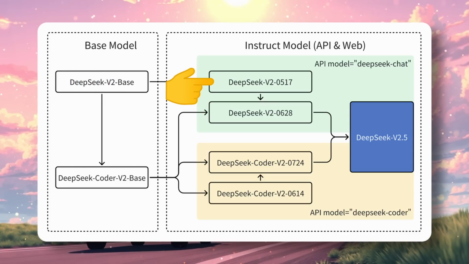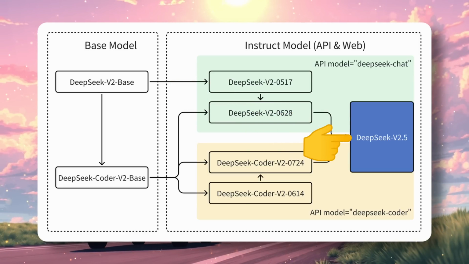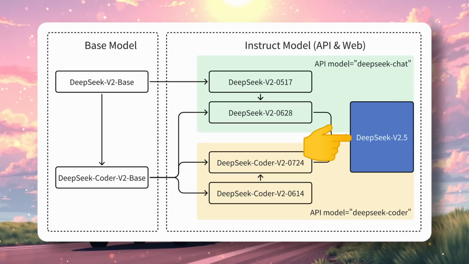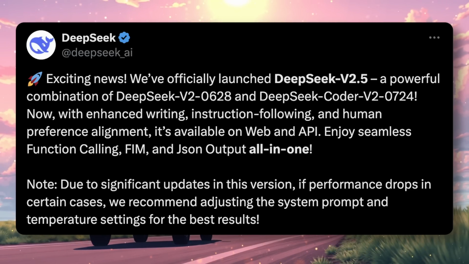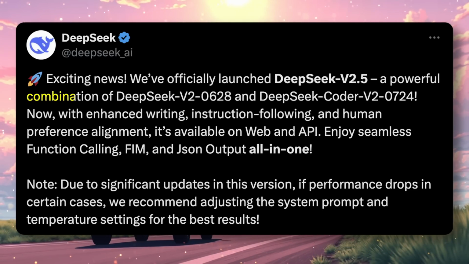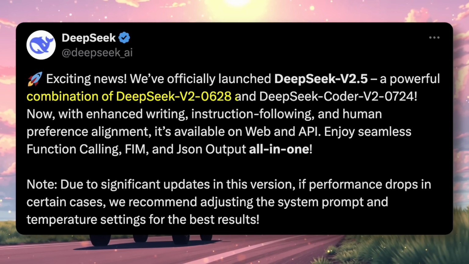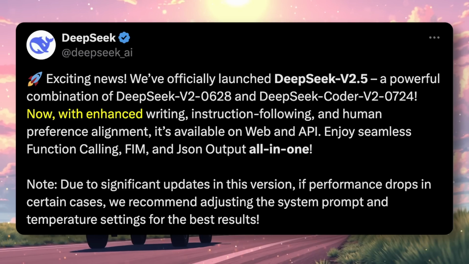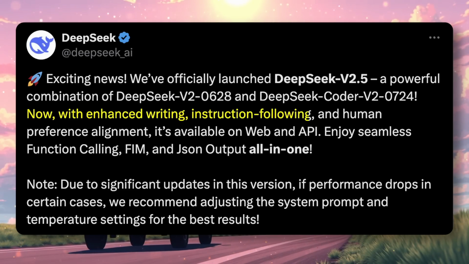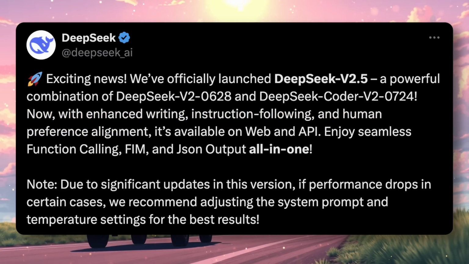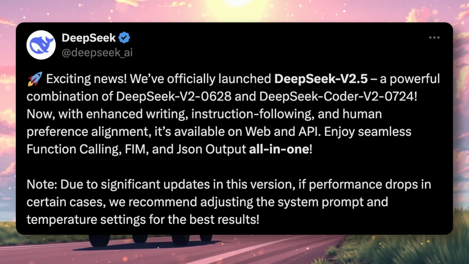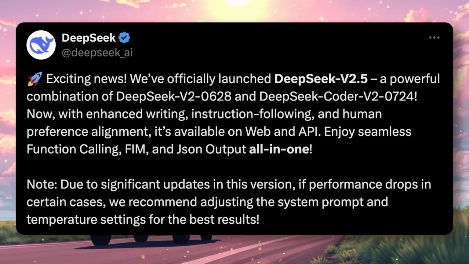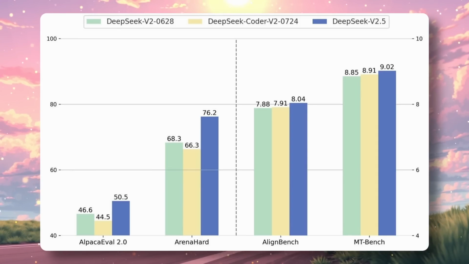The latest version of these models was 2, but now they've released a new model called DeepSeek V2.5, which is apparently a mixture of both the coder model and the general model. They say that DeepSeek V2.5 is a powerful combination of DeepSeek V2.0.628 and DeepSeek Coder V2.0.724. They also claim it now has enhanced writing capabilities, better instruction following, and improved human preference alignment, which is pretty cool. Basically, this model is now good at both general tasks and coding tasks because it's a combination of both expert models. There are also benchmarks for it, so let's take a look.